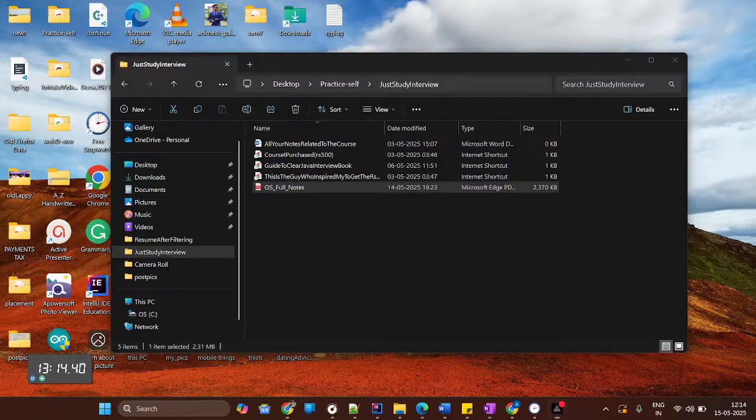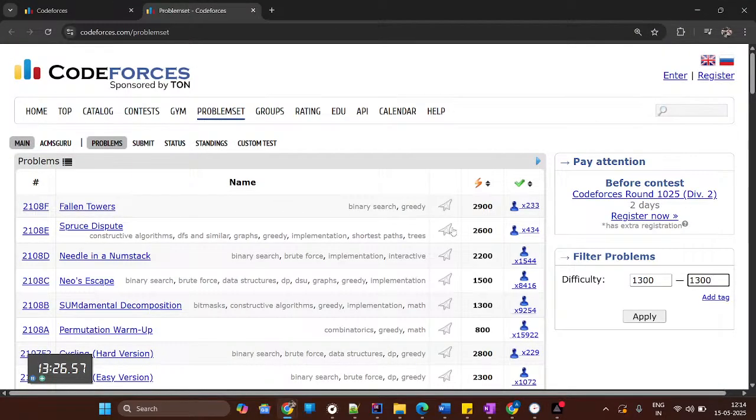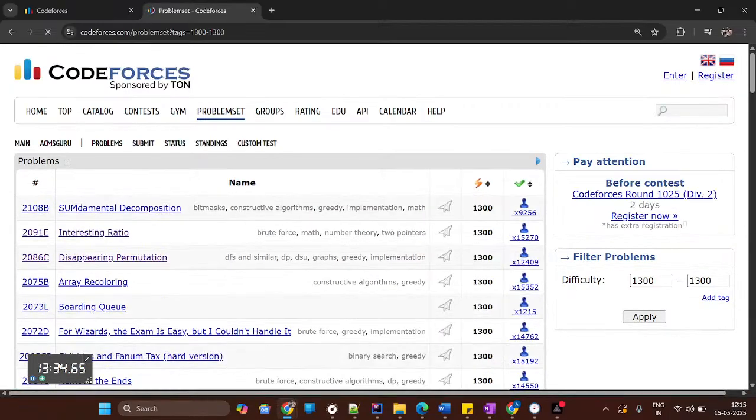Today we're going to do some Codeforces problems. Nothing new, some 1300s, nothing much. We are going to do some 1300 problems so that we are able to do A and B comfortably enough due to contest, and then we try for C.